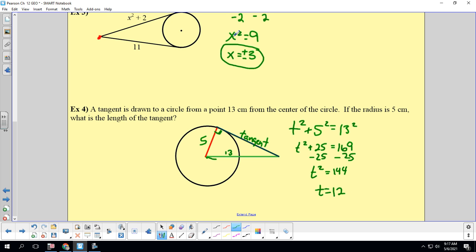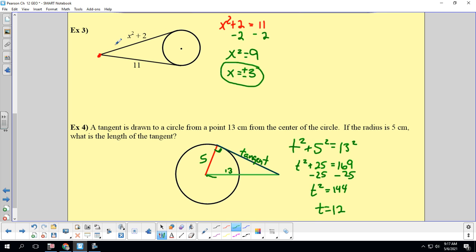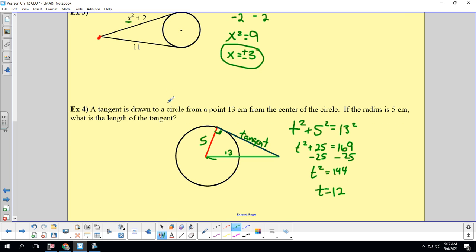But Miss Applegarth, why is this guy plus or minus 3 and this guy is just 12? Well, here we're solving for a variable and not a distance. Distances are always positive. Even when you walk backwards, you are walking a positive distance backwards. So when you're talking distance, it's asking what is the length of the tangent. Lengths and distances are always positive, so we know that it's going to be positive 12.